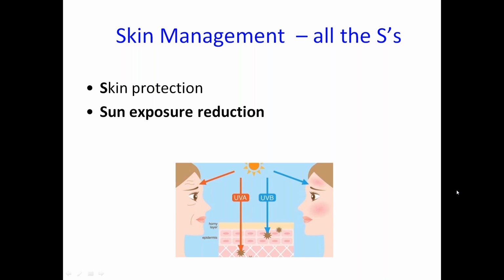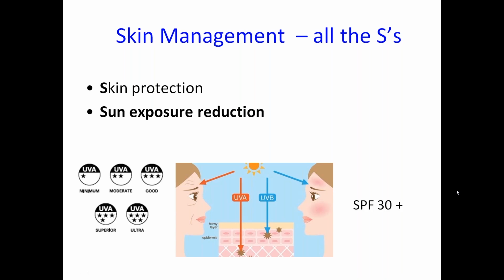It's never too early to do that. And one of the important things to be aware of is there are two things to think about: SPF and UVA rating. Many people just think about SPF, which blocks UVB, but it's also important to think about UVA blockage, which is the star rating, which is important, and the higher the star rating, the better. So it's important to think about these things early on.